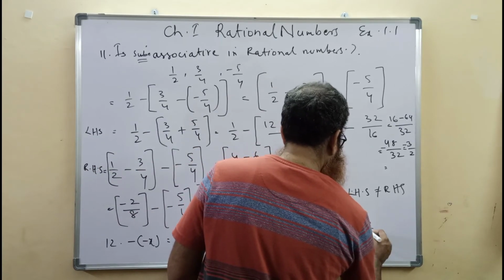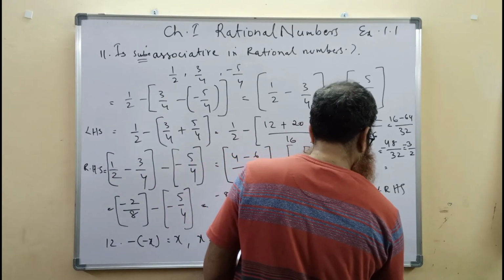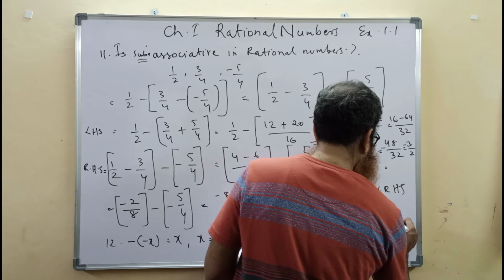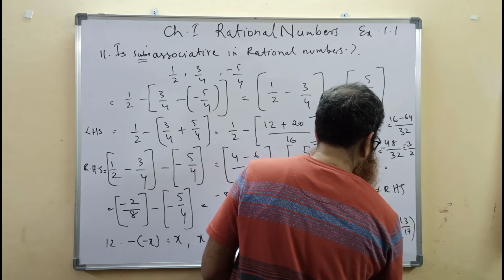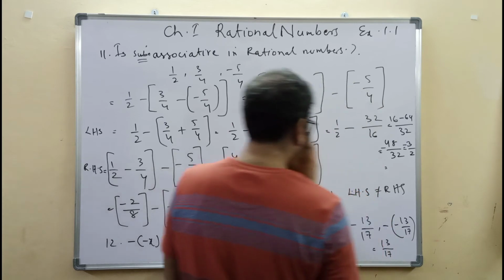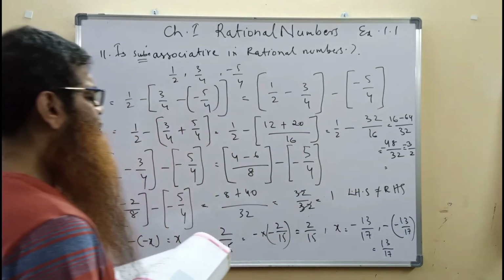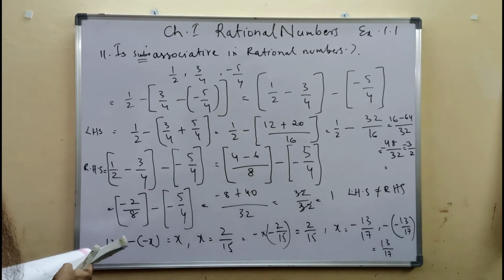minus 13 by 17. If we multiply minus into minus 13 by 17, we get 13 by 17. As we know, when we multiply two negative integers, we get a positive integer.